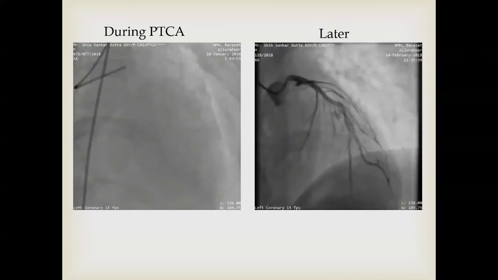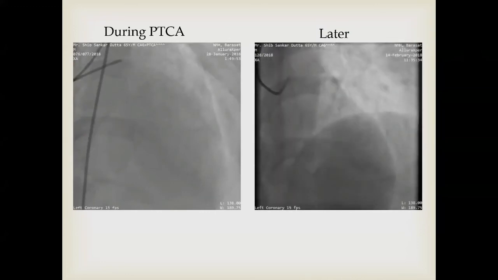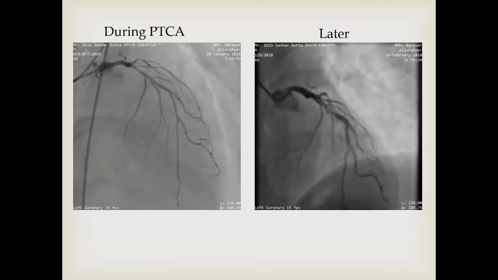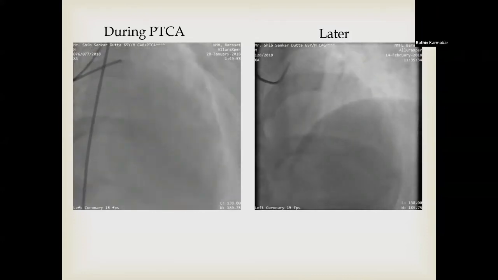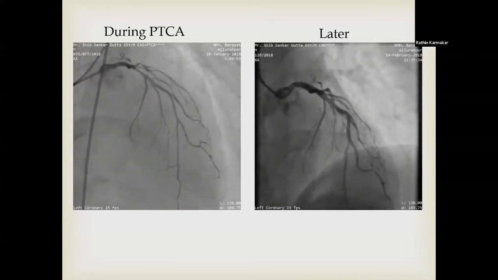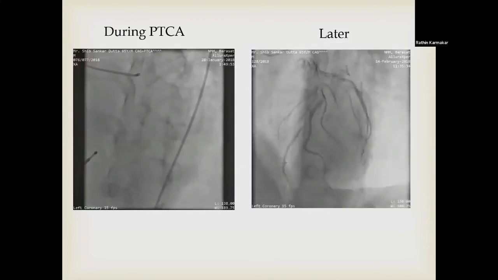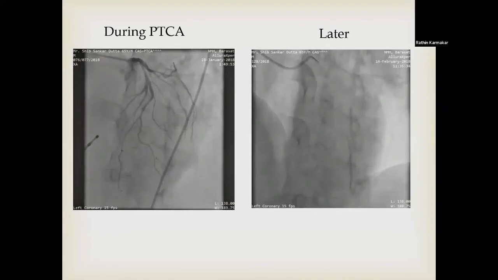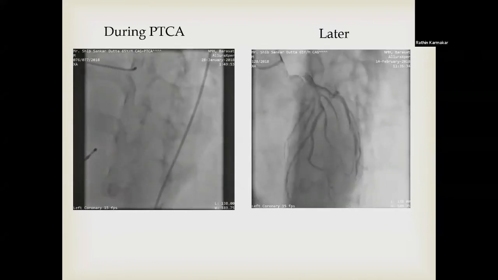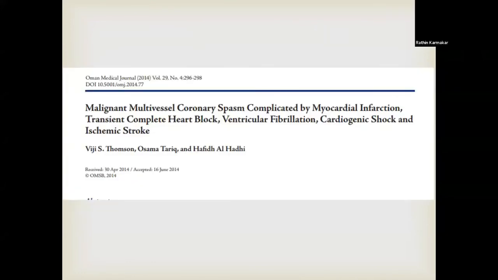So vasospastic angina also usually involves the RCA, no? Commonly, that ST elevation. As far as I have gone through the literature, for such a bad presentation of vasospastic angina, I have found only 5 or 6 case reports. This is one.